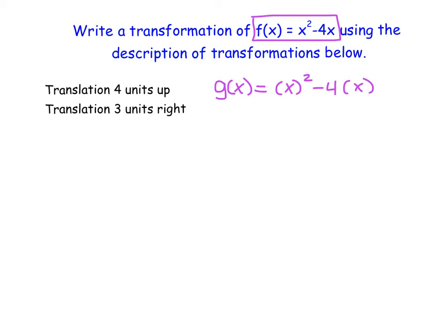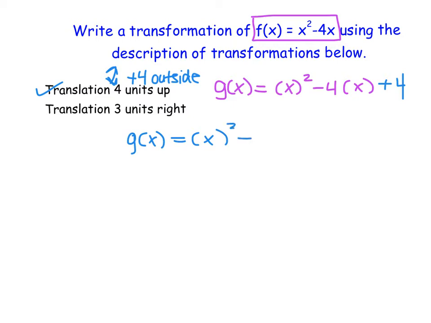So here it says the first thing we want to do is translate this entire graph up 4 units. Remember, this is a vertical movement going up or down, and this is where we add 4 to go up to the outside. So this first translation is pretty easy. All we're going to do is add 4 to the outside. So after this particular transformation, we have g of x is equal to, parentheses x squared minus 4 parentheses, and then we have the plus 4 on the outside.